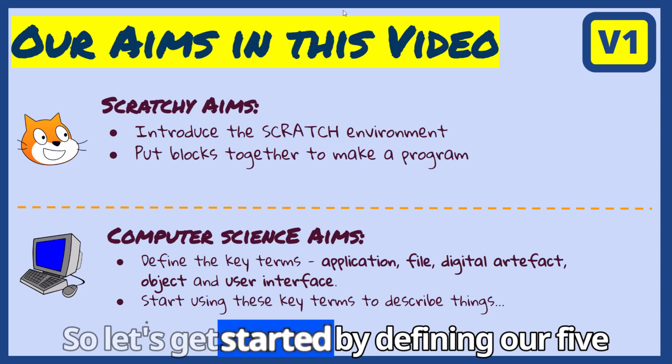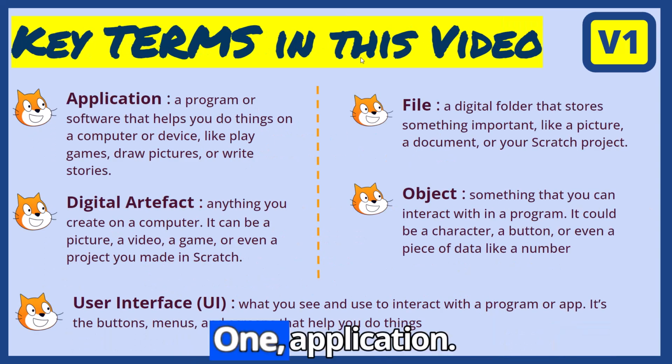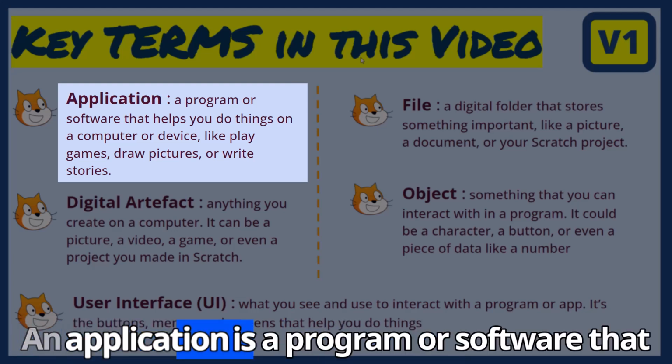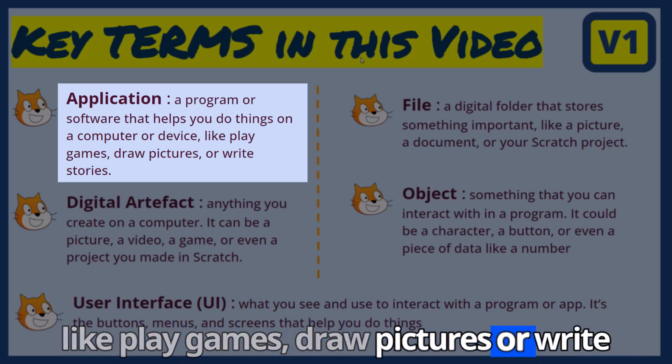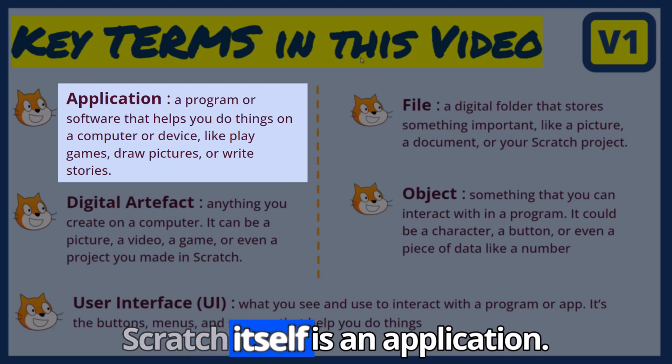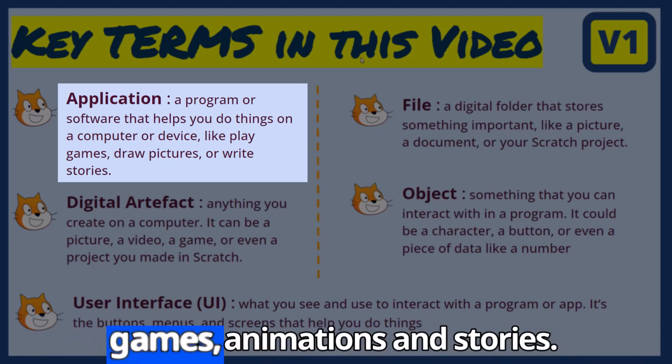So let's get started by defining our 5 important key terms. 1. Application. An application is a program or software that helps you do things on a computer or device, like play games, draw pictures, or write stories. Scratch itself is an application. It's a program you use to create your own games, animations, and stories.